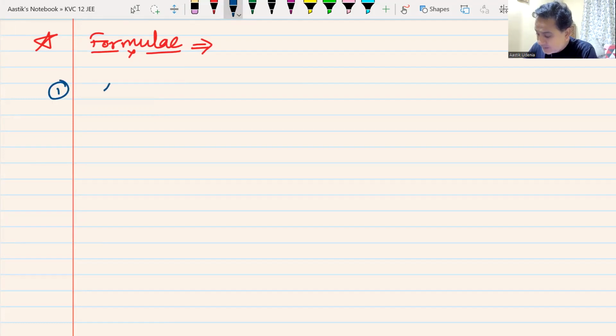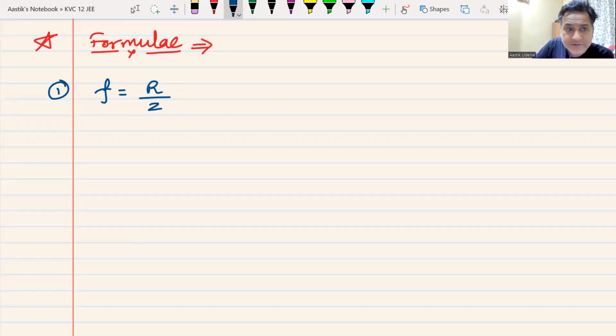Formula number 1 is f is equal to R by 2. Do we remember this formula? Remember, whatever formulae we are writing, they are valid only with proper sign convention. Do you remember this? Do we remember this? Yes or no? Yes, sir. Remember, without sign convention, formulae are invalid.